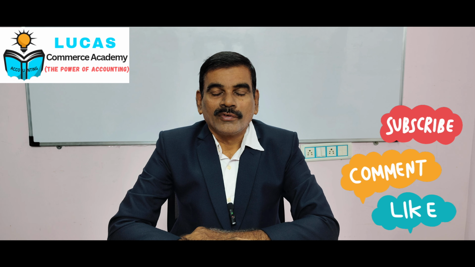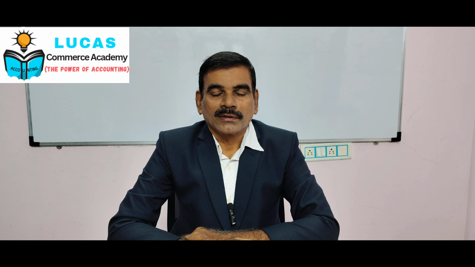Today, we are going to discuss the second method in joint venture. In the previous video, we have discussed the first method. There, we have written journal entries and ledger accounts in the books of A. That means we are A. In our books, joint venture account and B account are prepared.